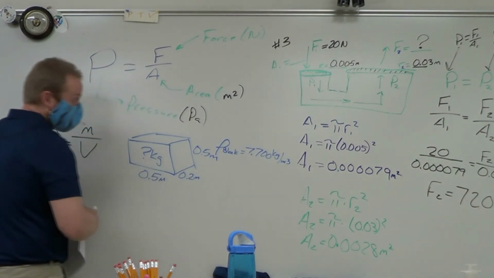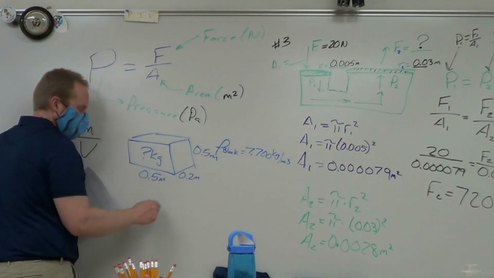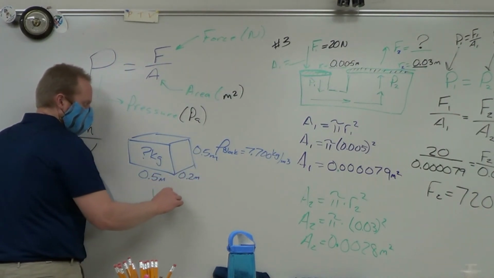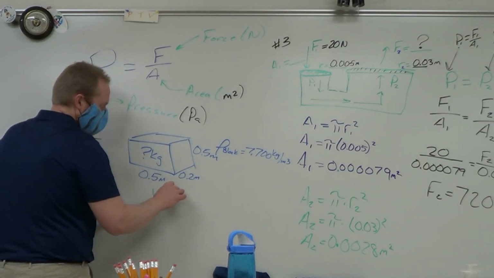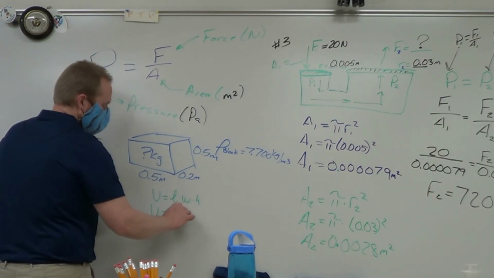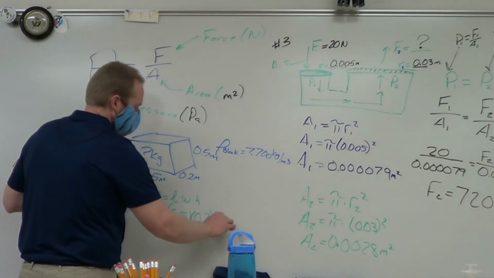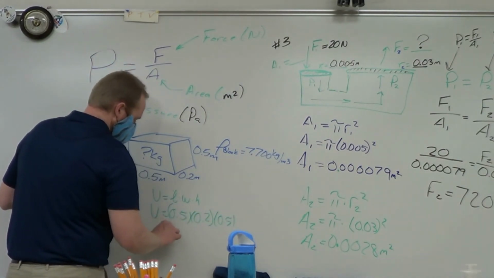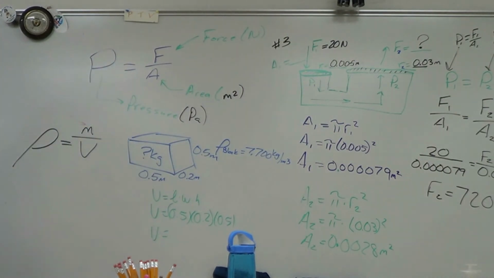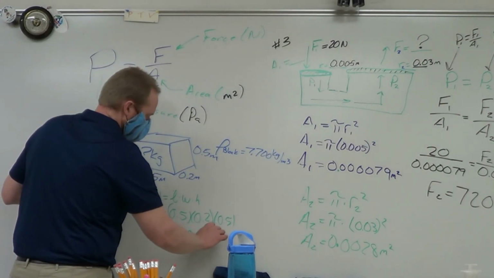And in order to calculate the volume of this, we take length times width times height, or whatever you want to call it. What we do is we simply multiply the three dimensions together. So I would typically say length times width times height. Our volume is going to be 0.5 times 0.2 times 0.5, and our volume is then going to be 0.05, and our units are cubic meters.